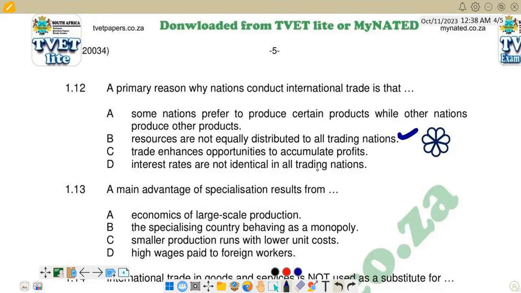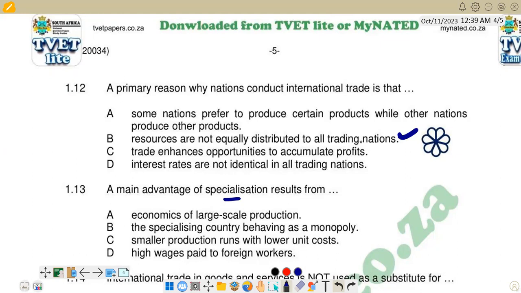A main advantage of specialization results from... Specialization on its own is the production of a limited range of products and services. This may be due to the fact that we are best at producing those products, so we specialize in a certain limited range of products. So what is the advantage of doing that now? Let's try to look there.